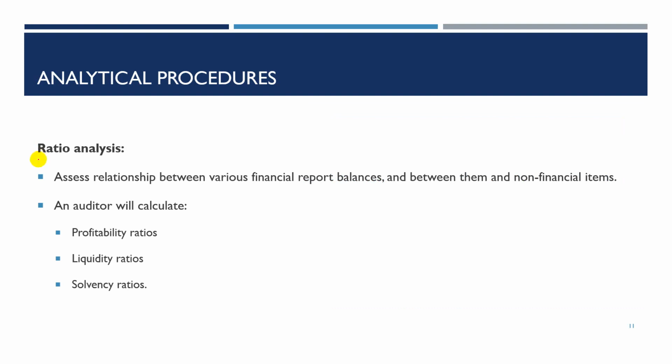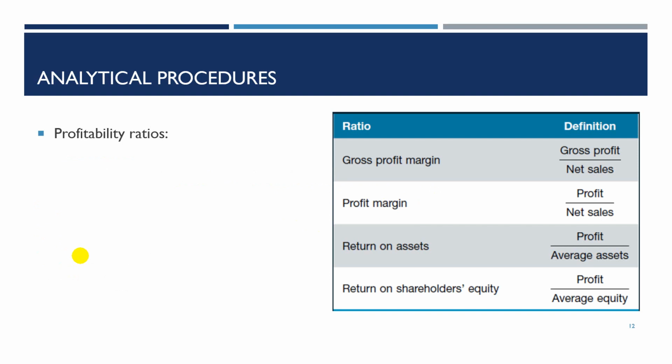The next is ratio analysis. Ratio analysis is used by an auditor to assess the relationship between various financial report account balances. For this, the auditor calculates profitability, liquidity, and solvency ratios. So now, the first one is profitability ratios.